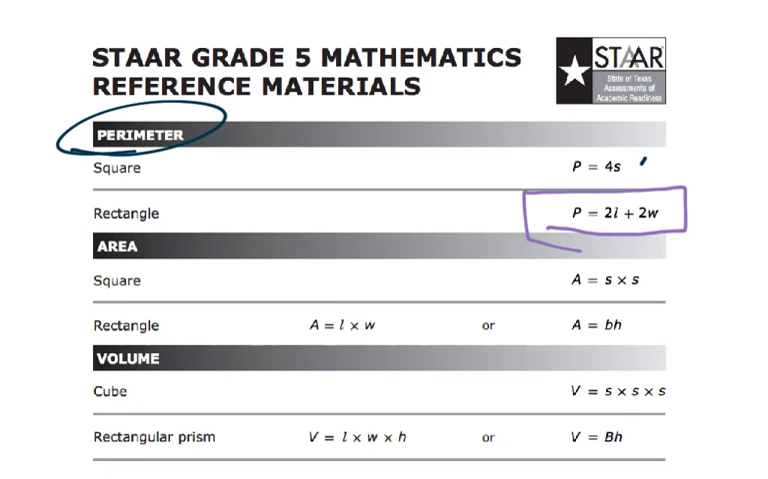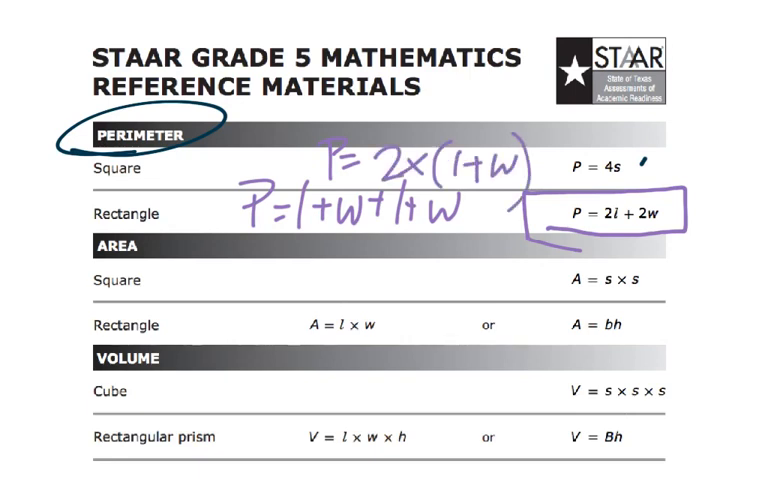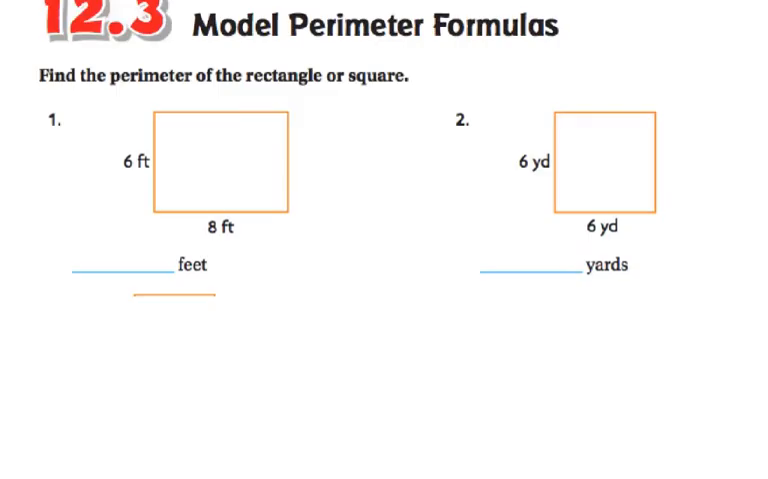Now also understand that this is the same thing as P equals L plus W plus L plus W, okay? And some people will even look at it as P equals 2 times (L plus W). All of that's going to give us the same concept. We're just looking at 2 lengths and 2 widths, and that's what we're going to be adding together. All right, let's get into the first problems.